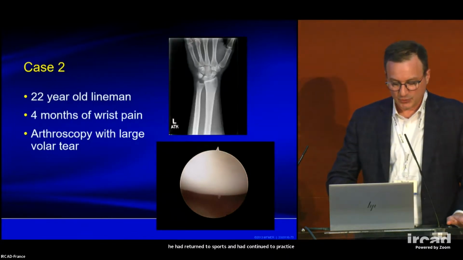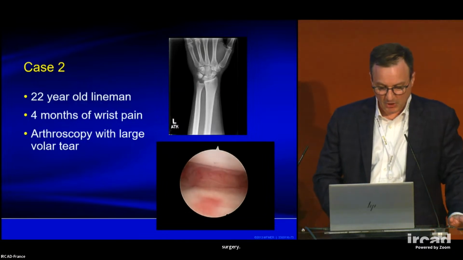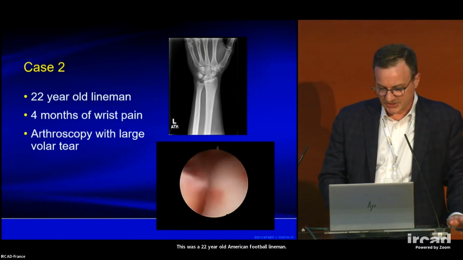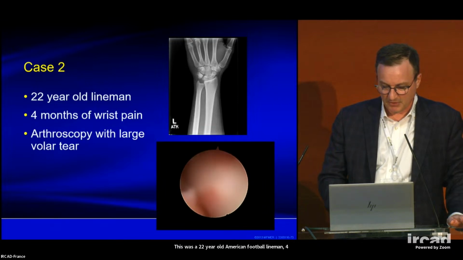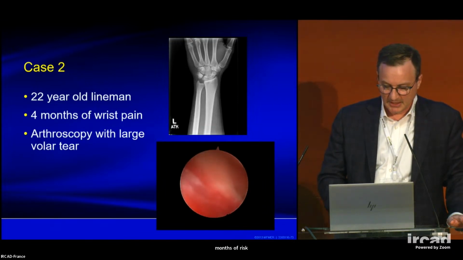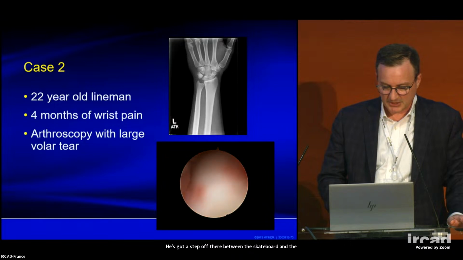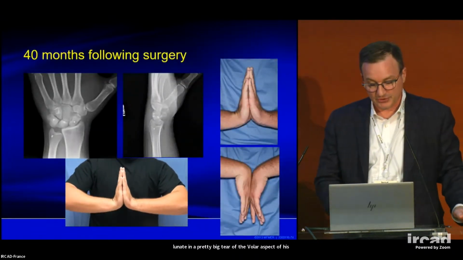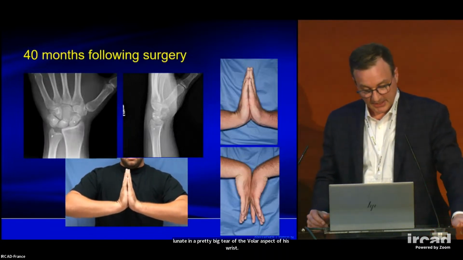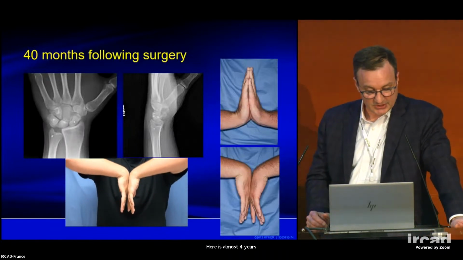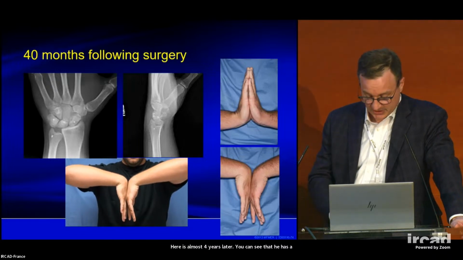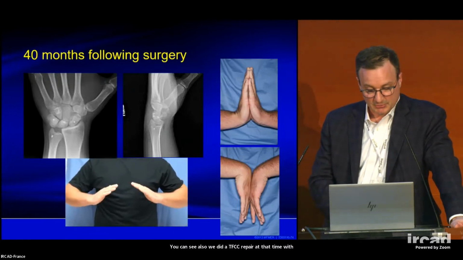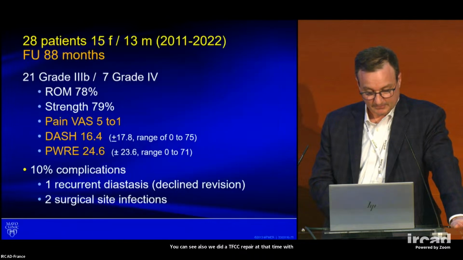This was a 22-year-old American football lineman, 4 months of wrist pain. On arthroscopy, you can see he's got a fair bit of hemorrhage. He's got a step off there between the scaphoid and the lunate, and a pretty big tear of the volar aspect of his wrist. Here he is almost 4 years later. You can see that he has a correction of his scapholunate diastasis. You can see also we did a TFCC repair at that time with very good preservation of motion.